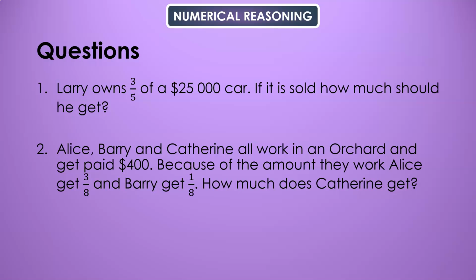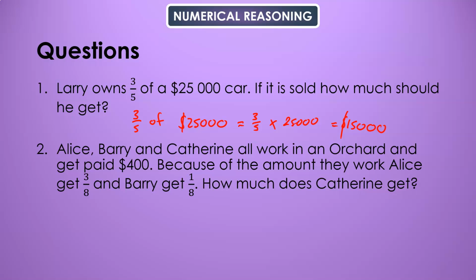If we take a look at these questions, Larry owns 3/5 of a $25,000 car. If it's sold, how much should he get? So it's 3/5 of 25,000. The key thing is when we see the word of, it's actually times. So it's 3/5 times 25,000, which when you do that on your calculator, you end up with 15,000. So he should get $15,000.